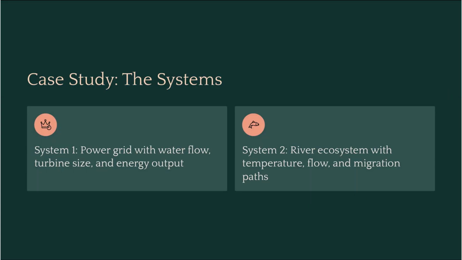In this simulation, we are modeling two distinct systems. System 1 is the power grid. The variables here include water flow, the size of the turbines, and the total energy output. System 2 is the river ecosystem. The variables we are tracking here are water temperature, the speed of the flow, and the migration paths for the fish. Our goal is to find a setting where System 1 works without crashing System 2.